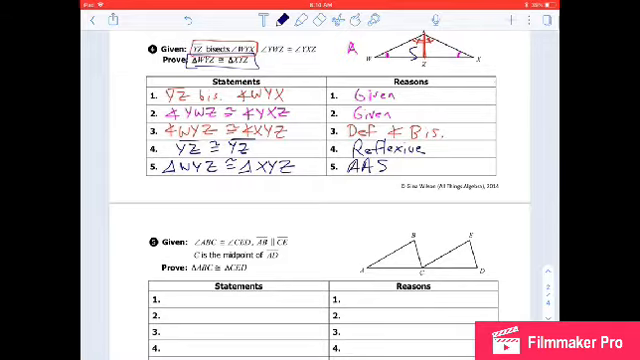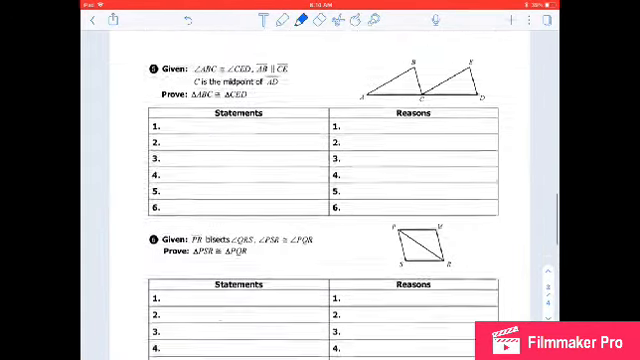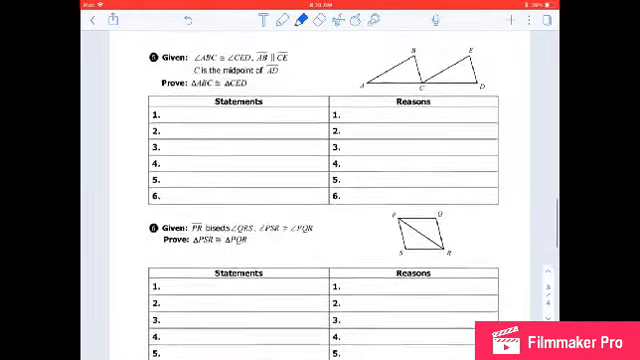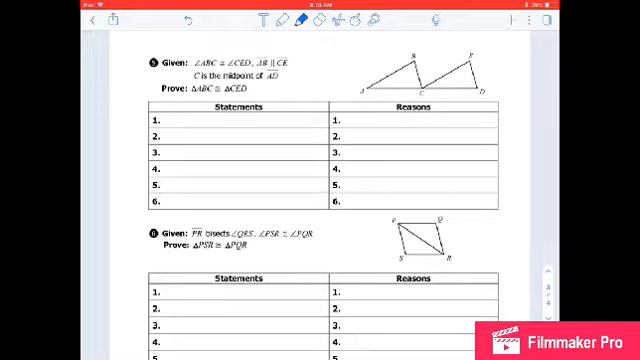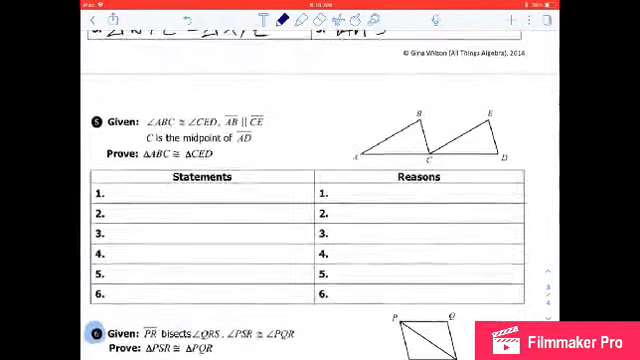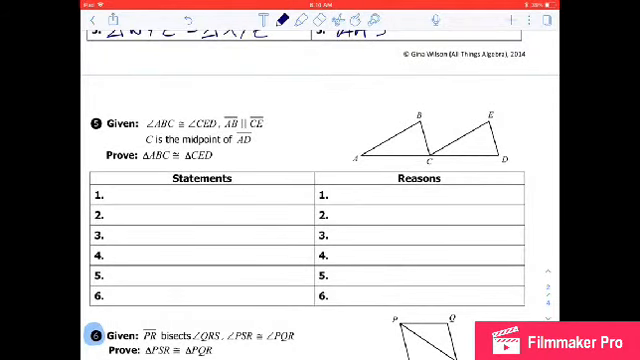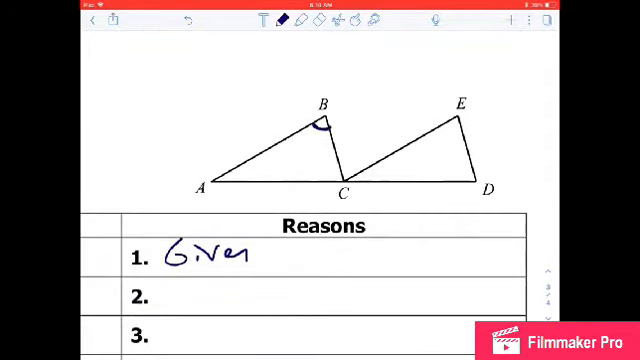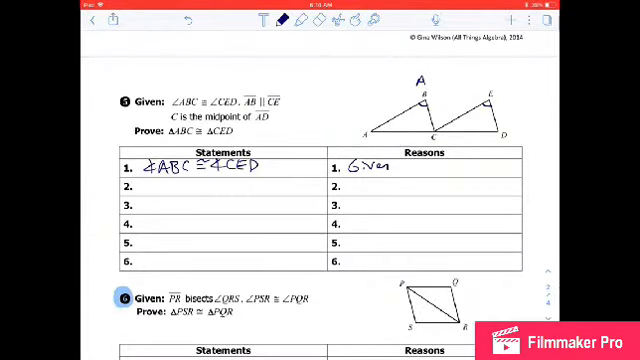So, once again, we can probably try one of these together. Yeah, so I'll let you do number 6, but let's do number 5 together real quick. So again, I'm going to write down my givens. Angle ABC, congruent to angle CED. That's a given. So I'm going to go ahead and label that ABC, CED. So I've got A so far, angle.